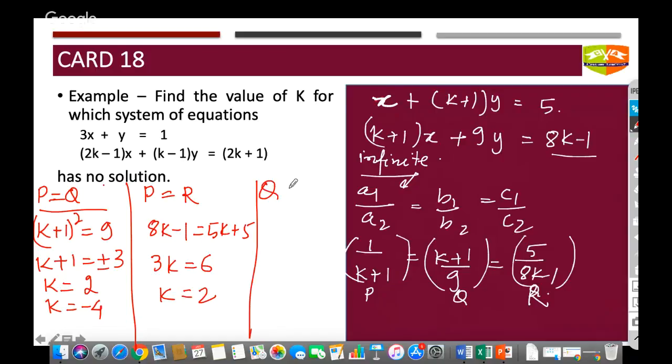Now if I keep Q equal to R, in that particular case I get (k + 1) multiplied by (8k - 1) is equal to 9 into 5, which is 45. So I get 8k squared + 8k - k - 1 is equal to 45.